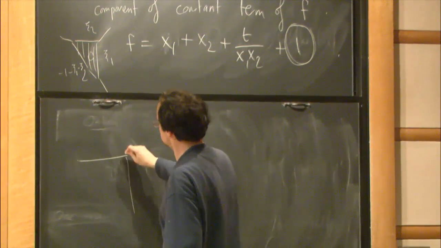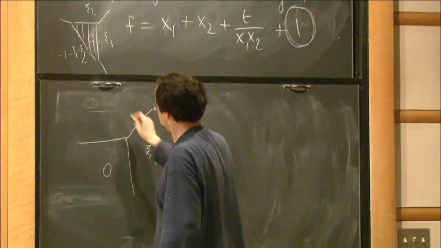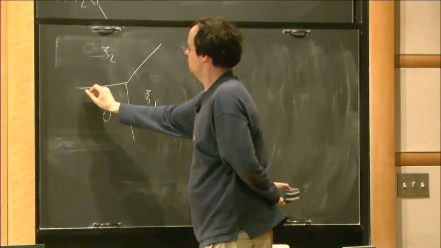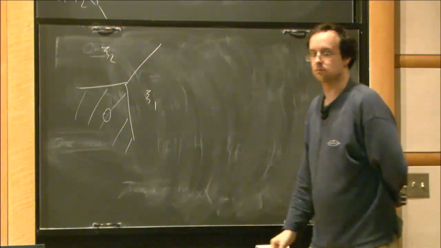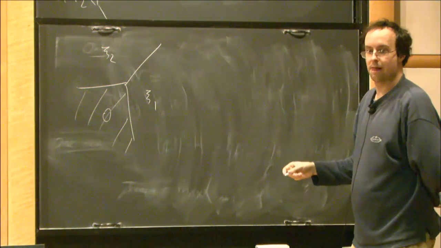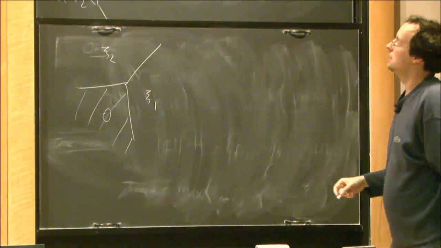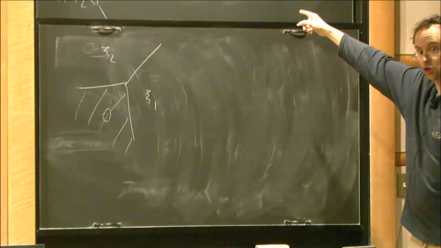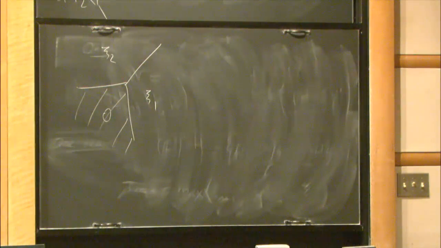For the pair of pants, my favorite choice was 0, xc1, xc2, and then this is the one I'm looking at. Okay? So it depends on the choice of normalization of f, and that's a key point. Okay, so let's go back a little bit for a moment.